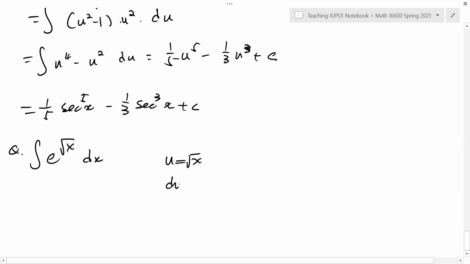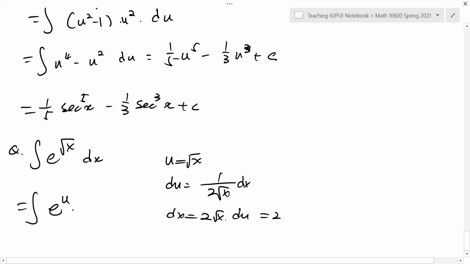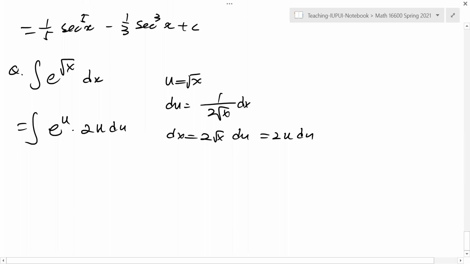It sounds like there's no other choice except using this substitution, right? So du equals this. So the integral becomes e to the u. What is dx? dx is going to be 2 square root x du, right? And square root x is going to be u. So u du, it's not too bad. Yeah, we know how to evaluate this integral, right?